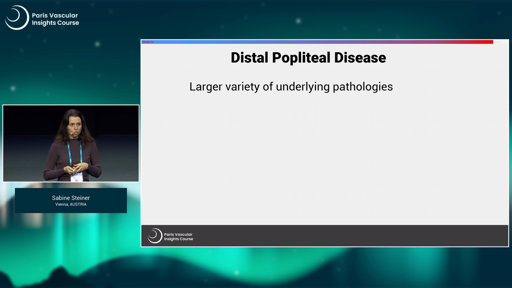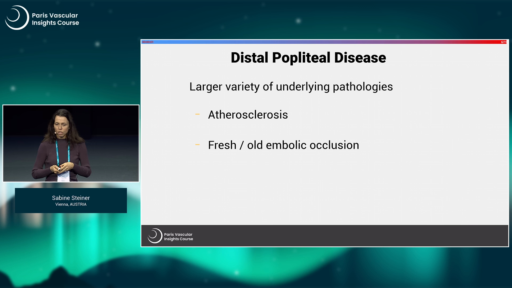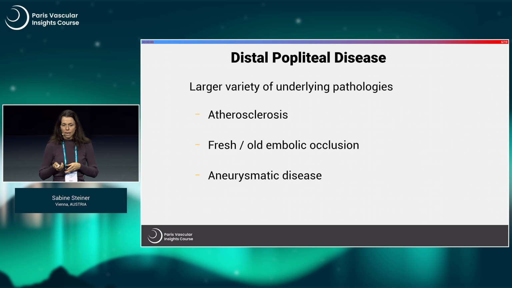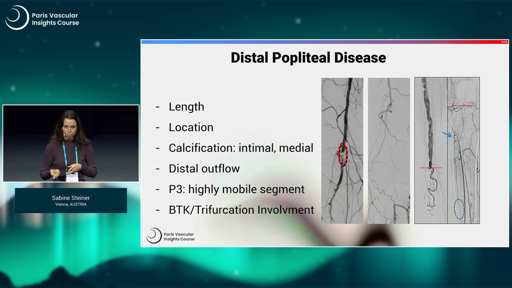So there's a larger variety of underlying pathologies than we might normally see in the FemPop segment. Of course, atherosclerosis is the major player, but we also find fresh and old embolic occlusions there. Aneurysmatic disease, of course, has to be ruled out before, or at least we have to know about it when we do endovascular interventions. And there are also rare causes like post-surgical cystic adventitia or entrapment syndromes.